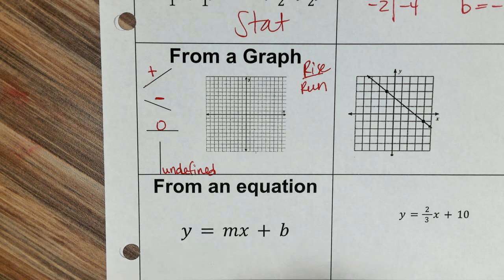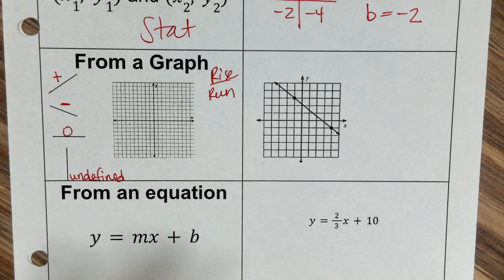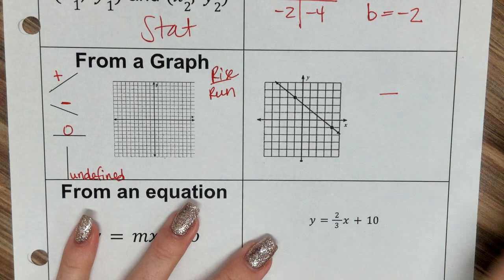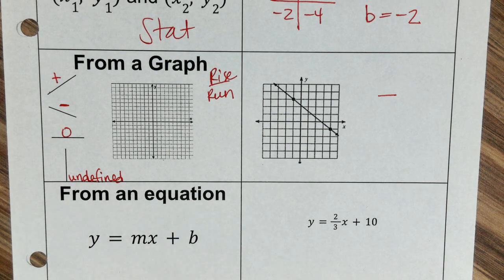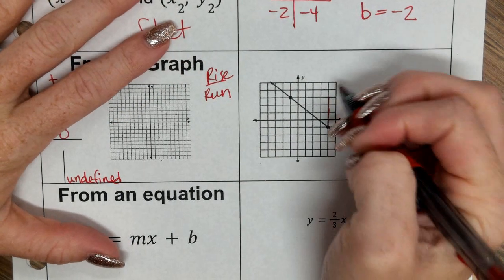Okay, so let's go do it on this graph. The first thing I'm going to do is ask myself, what would slope dude say about this? Nice negative. So my answer is going to be negative. If this is a multiple choice quiz, the first thing I would do is mark out the positive answers for slope. Okay? Now I'm going to do rise over run.